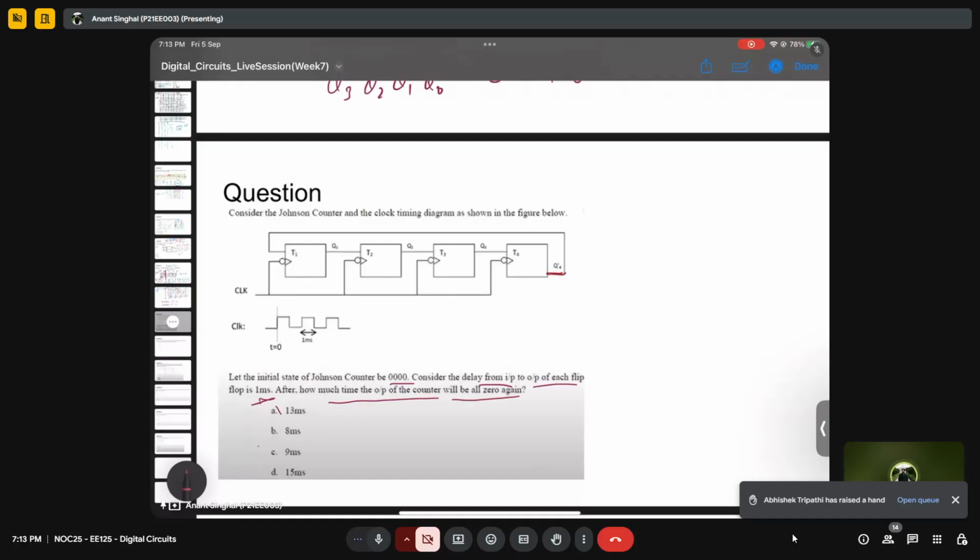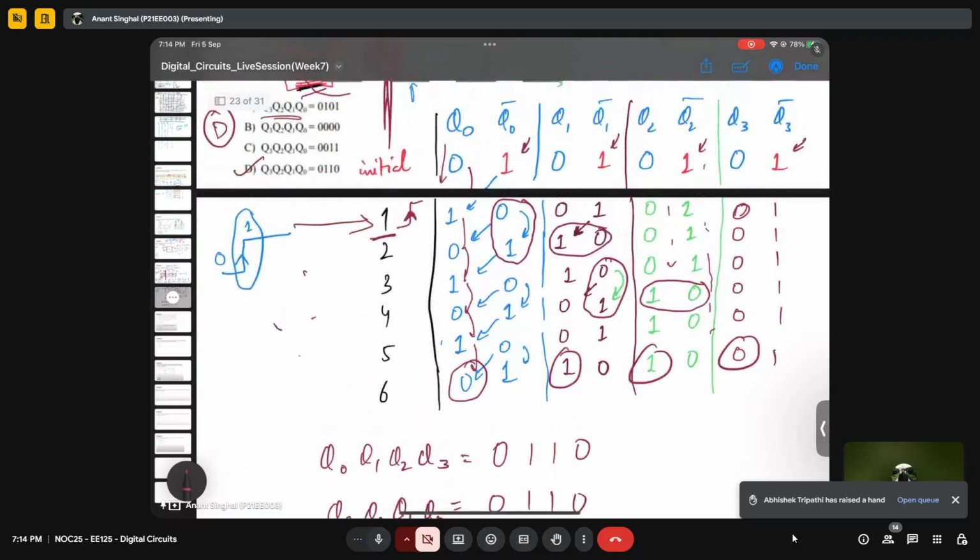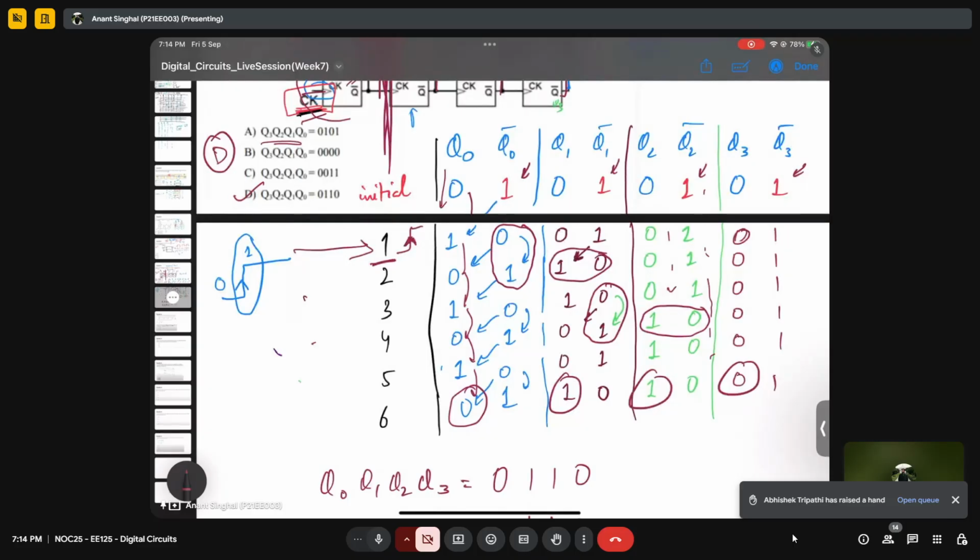Yes, is there any doubt? Yes, sir. Please, can you explain the last one? Which one? The previous question? Which part? Sir, the sixth one. The sixth one means this last row. Yes, sir.